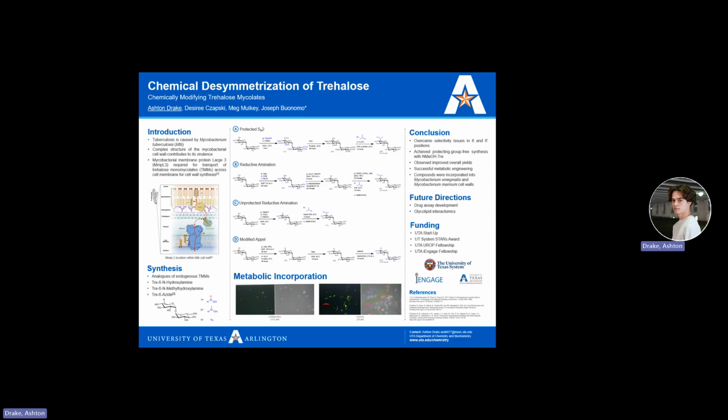Joseph Bonello. In the Bonello lab, a main focus of our group is looking at tuberculosis. Tuberculosis is a bacterial infection caused by Mycobacterium tuberculosis. Tuberculosis is a highly contagious disease.